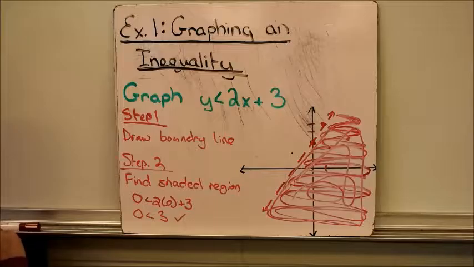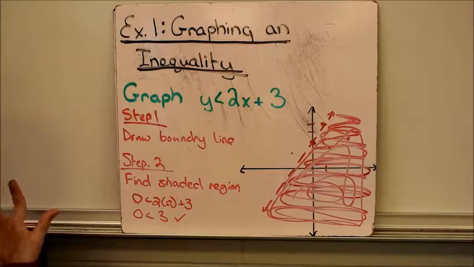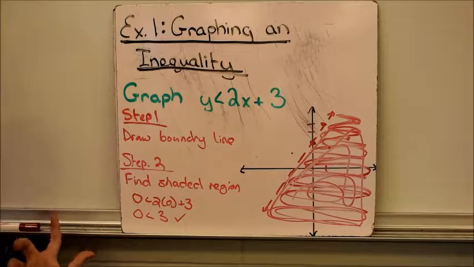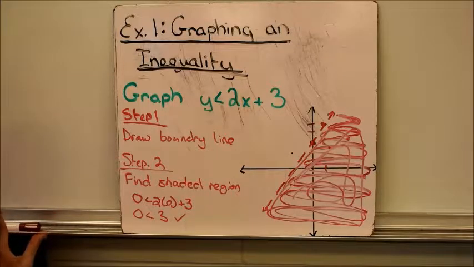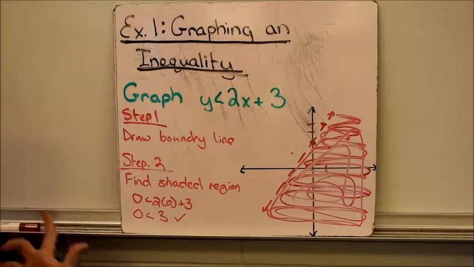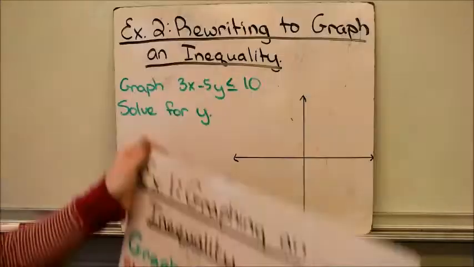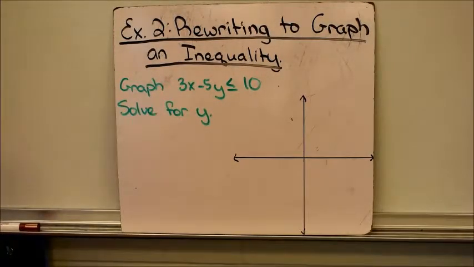With solving systems of equations, our answer has always been a neat point. It's been one point, or infinitely many points, or no solution. When we're dealing with inequalities, you're dealing with an infinite amount of points. So, rewriting to graph an inequality, it asks us to graph 3x minus 5y is less than or equal to 10.